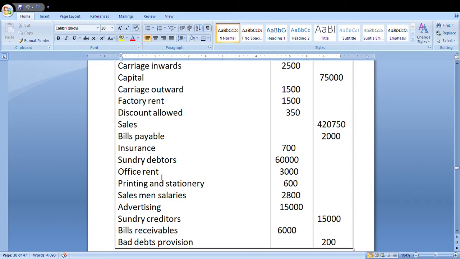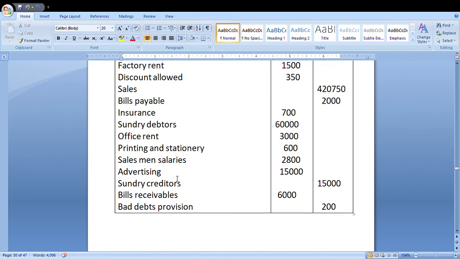Office rent. This does not enter the trading account. This enters the profit and loss account. Next, printing and stationery. This is also an expenditure. This enters the profit and loss account, not the trading account. Salesman salary. This is an expenditure. This enters the profit and loss account, not the trading account. Next, advertising. This is also an expenditure. This does not enter the trading account. It enters the profit and loss account.